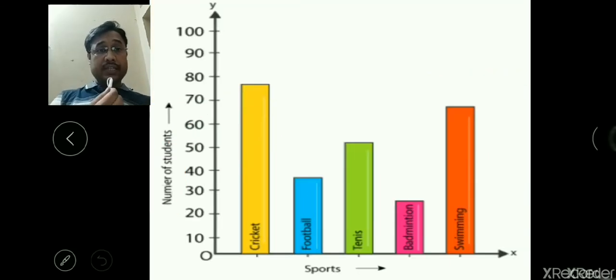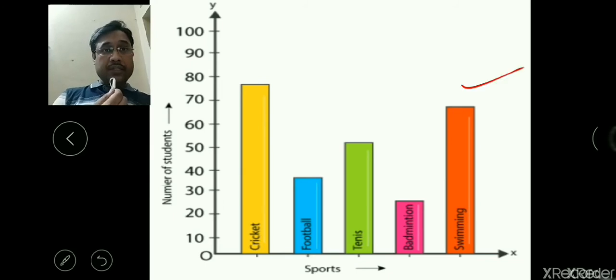Here the bar graph represents the different sports and how many students like the different types of sports. Cricket is liked by 75, and swimming at the last is liked by 70 students. Then badminton, you can see above 20 it is 25, between 20 and 30, in the middle. This way it represents the numerical value.